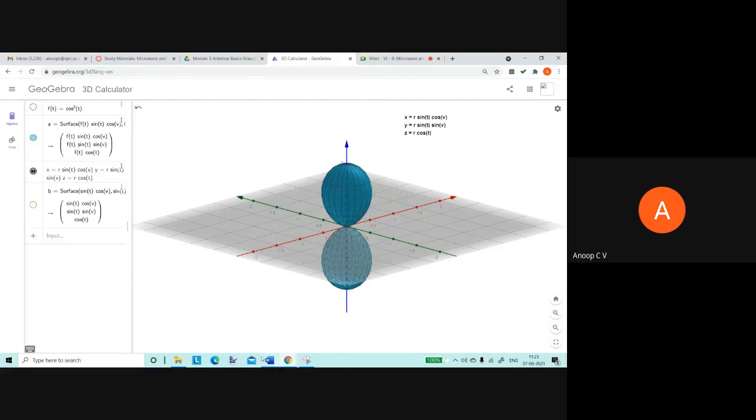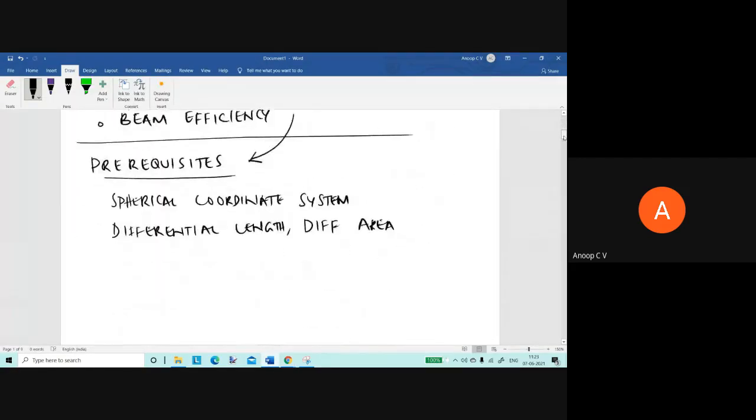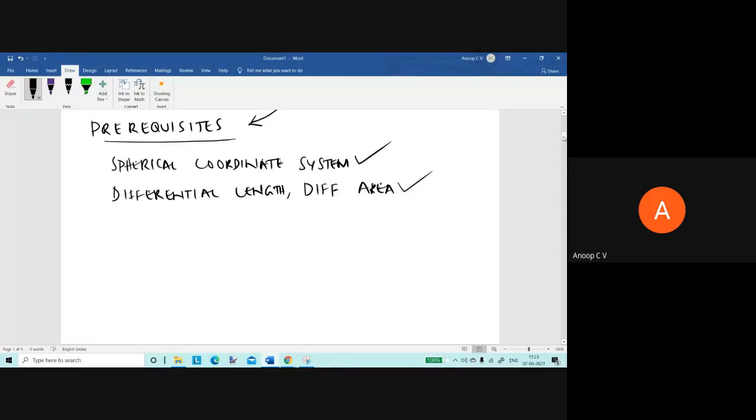Maybe I should discuss some prerequisites before that, right? The prerequisites for these things are that you should be comfortable with the spherical coordinate system, and with differential length, differential area, and all those aspects. So in order to visualize, say, a radiation pattern, suppose this function f of r, theta, phi is equal to cos square theta, right?